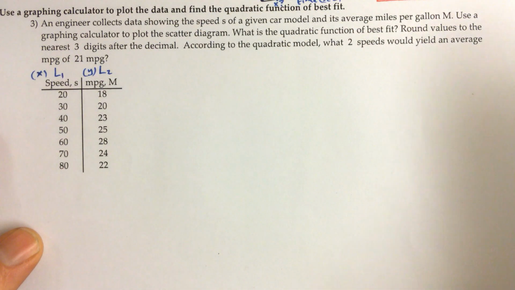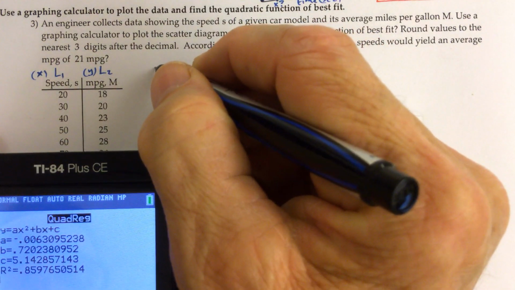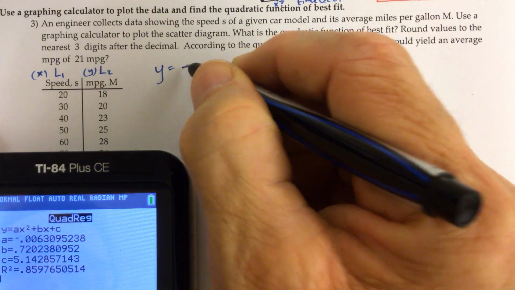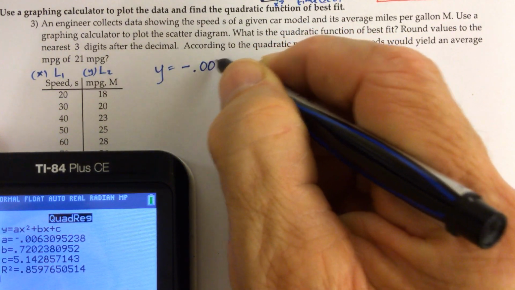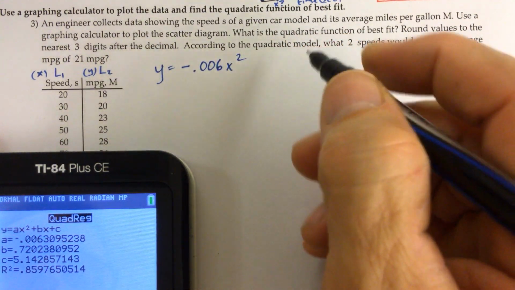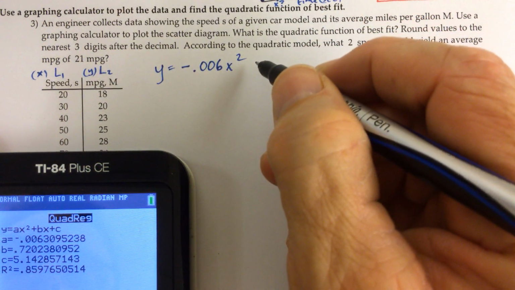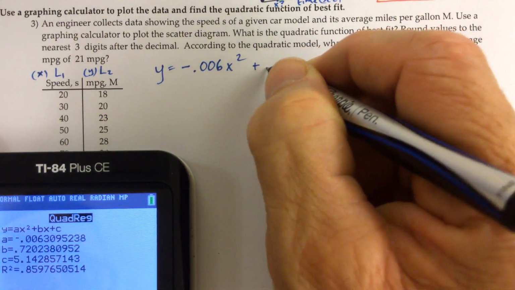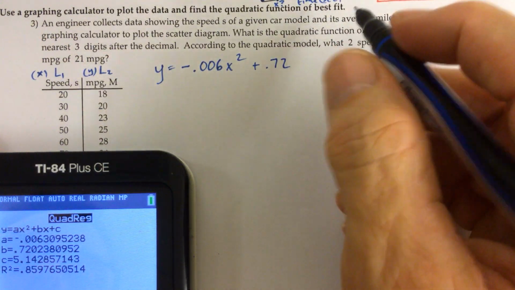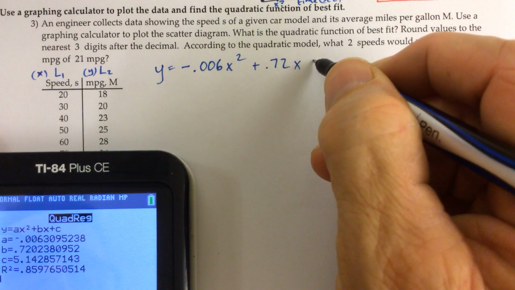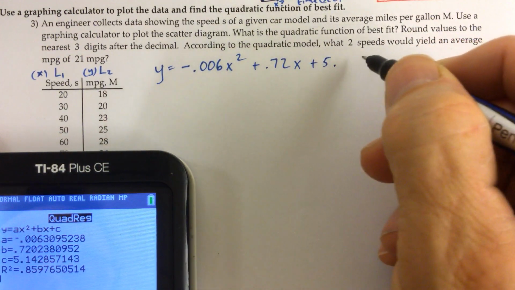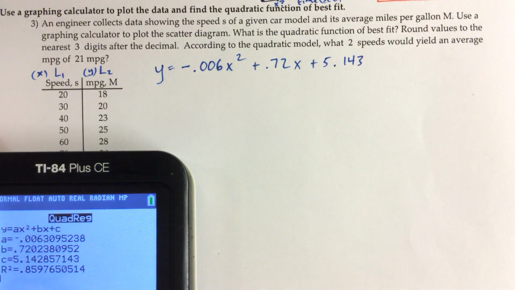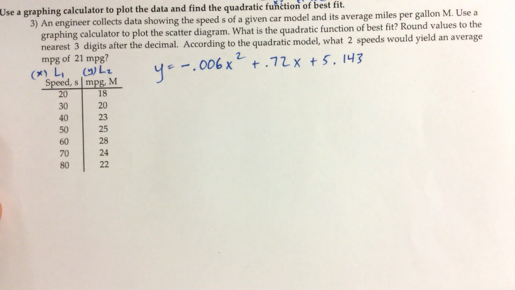And then we just write that down. It's asking us to do that. What is the quadratic function of best fit? So therefore we write it down. Our parameters A, B, and C, we write them down. We're going to round each of our parameters to 3 digits after the decimal. So we have y equals negative 0.006x squared. That's our A. And then the B and the C are both positive. So we have plus 0.720x, we don't have to write the 0, and then plus C, which is 5.143. Careful that you round to the nearest 3 digits after the decimal. Don't worry about that r squared on my screen for now.